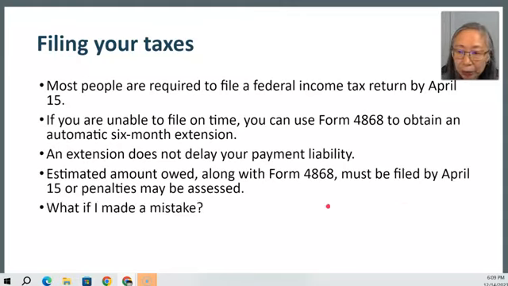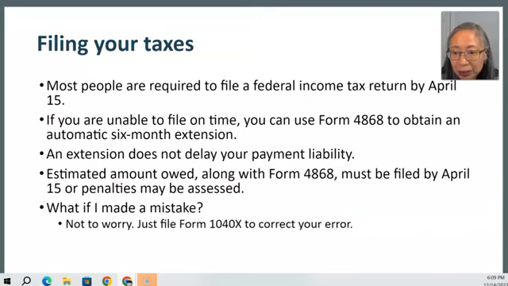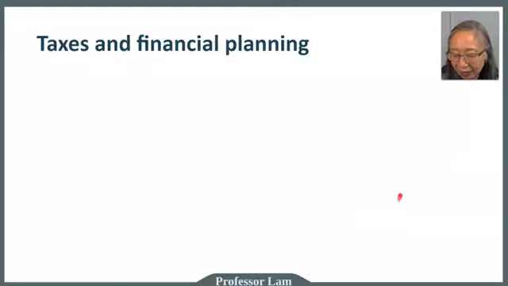You may ask, what happens if you make a mistake? That's the really good news. Don't worry. Tax is not that complicated and it's not that scary. If you make a mistake, you can file an amendment. The amendment is called Form 1040X, and you can fix your mistake. If you don't pay enough, you can pay the difference. If you actually make a mistake and you pay too much, you can file the amendment, the 1040X, and get a refund. So that's the good news.